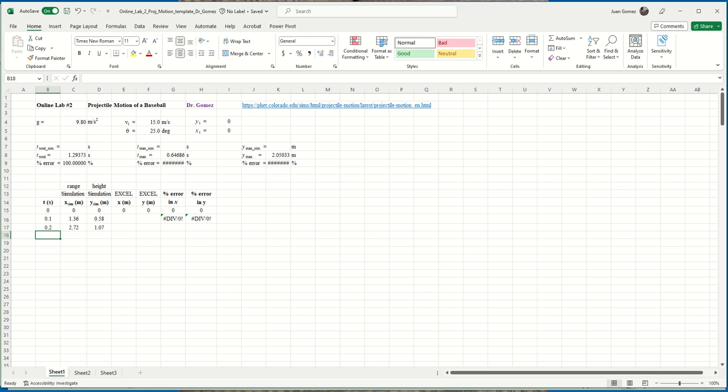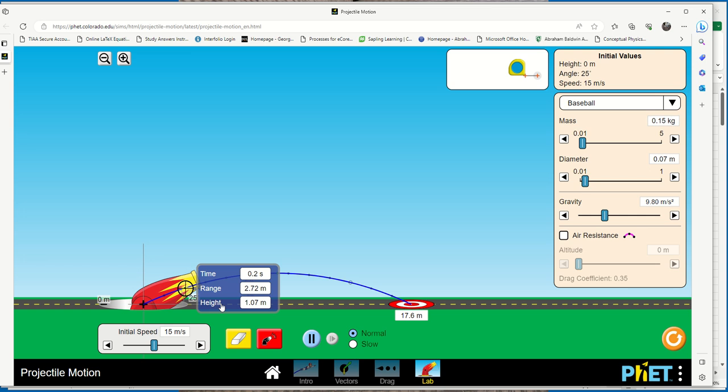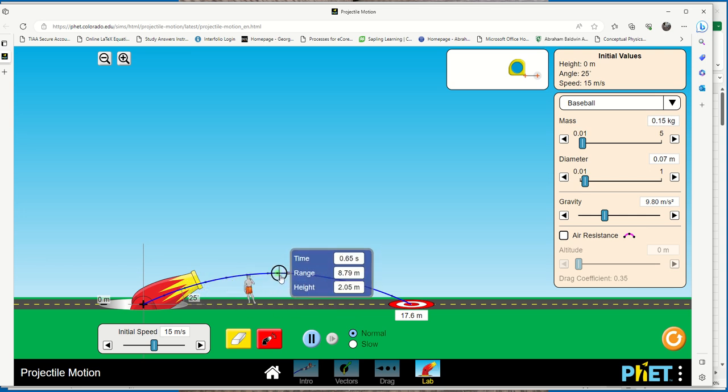I mean, you get the idea. Notice we have to go all the way. And now right here at the green dot, that's the max height. So that time, right there at that green dot, that's the max height of the projectile. So according to the simulation, the time at the max height is 0.65. The range, i.e. the x value at the max height, is 8.79. The max height is 2.05.